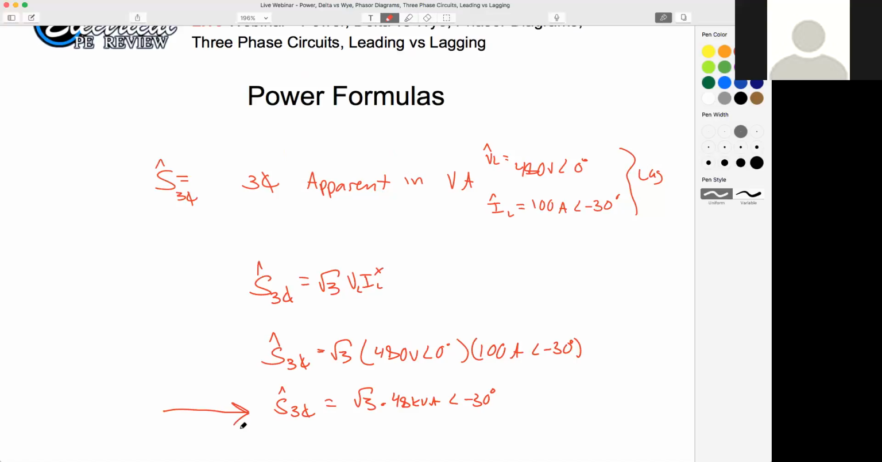Raymond said incorrect. Cynthia said not negative 30. Greg said angle should be plus 30. Beatrice said not 30. Craig said conjugate. Okay, I did forget that conjugate. Let me change this to plus 30.